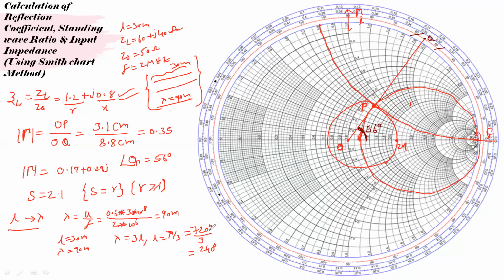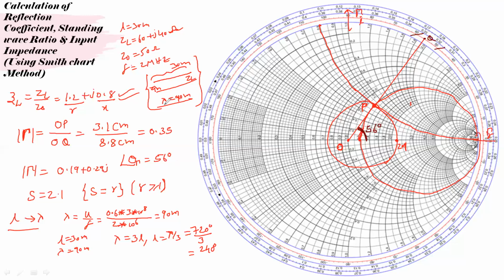Now, since lambda corresponds to an angular movement of 720 degrees, I am representing the statement once again, to show how to get the 240. Lambda corresponds to an angular movement of 720 degrees on the chart. The length of the line corresponds to an angular movement of 240 degrees. That is, move towards the generator. As we are calculating the input impedance, that will be located at the input side. Input impedance will be here, load impedance will be at the other end. That is the load side.